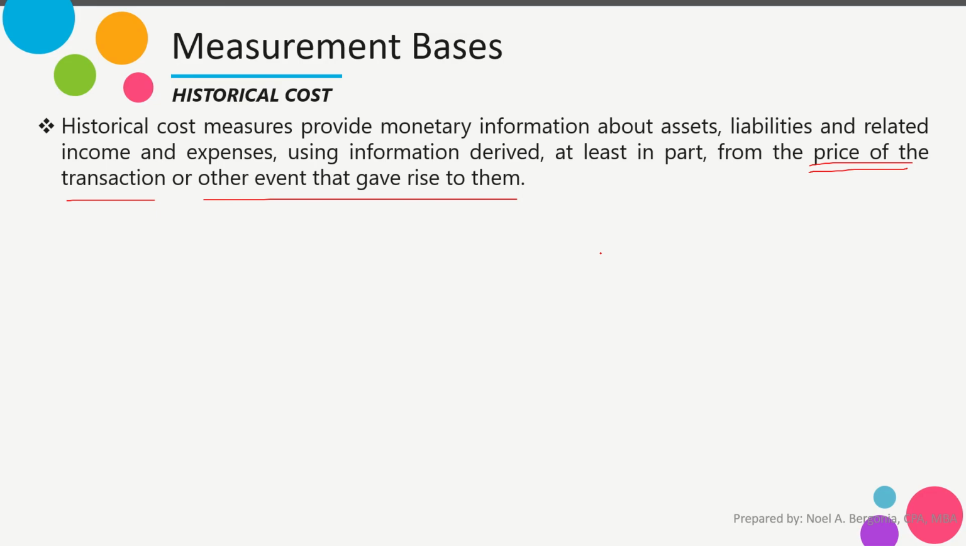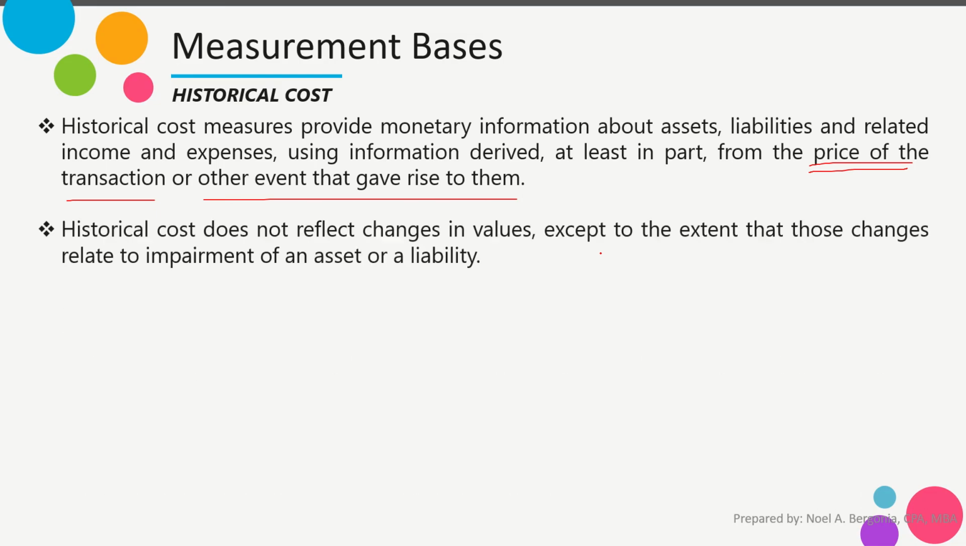So let's say, for example, you have purchased an asset, such as inventories, or prepaid expenses such as supplies, or property, plant, and equipment. Whatever the cost or the price of it at the time that you purchased it, that would act as your historical cost, since again it is the price that gives rise to them.